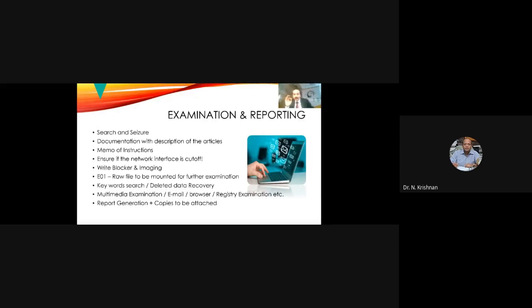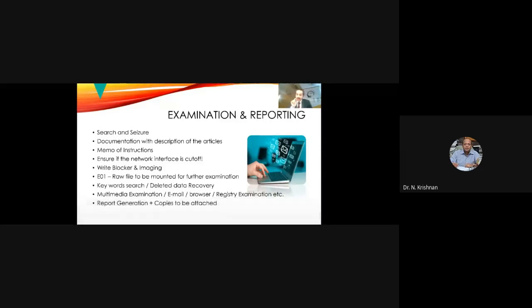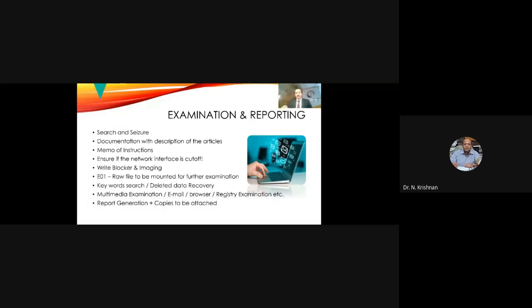There is a statement in investigation: things are not seen unless they are looked for. Until and unless you look for something, you will not get it. So when you start looking for all these things, your device has all the information you require to conclude on a particular investigation aspect.